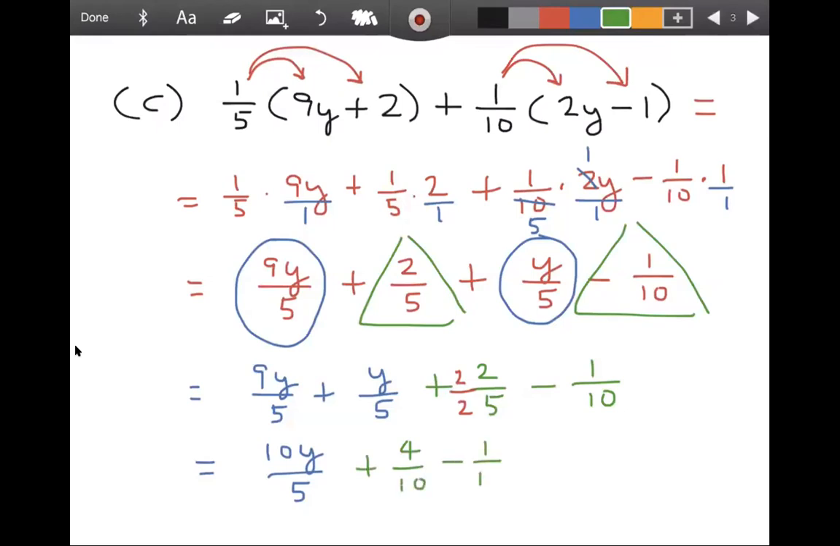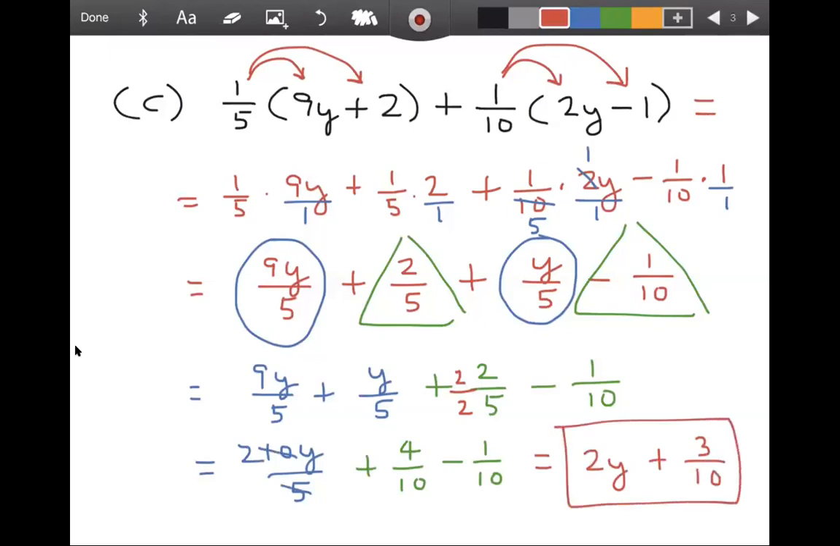Okay, so now you can see why I did that, right? Because now that both fractions are over 10, they're very easy to subtract. And not only that, but I have this 10y over 5 here. 10 divided by 5 is 2. So the final answer is 2y plus 3 over 10. All right, that was kind of a long problem.